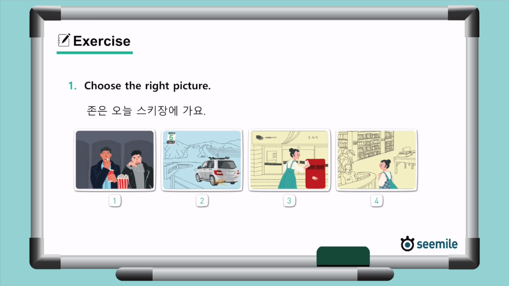Number 1. Choose the right picture. 조는 오늘 스키장에 가요. 스키장에 가요. So a ski resort is where John is heading to today. In that case, number 2 best describes the sentence.